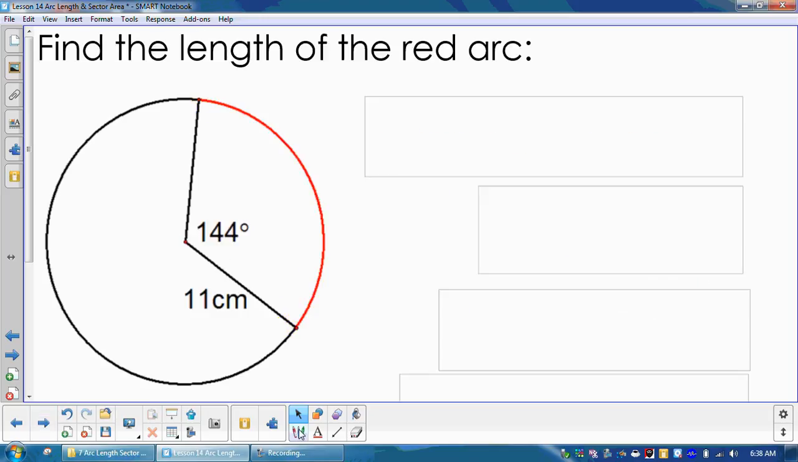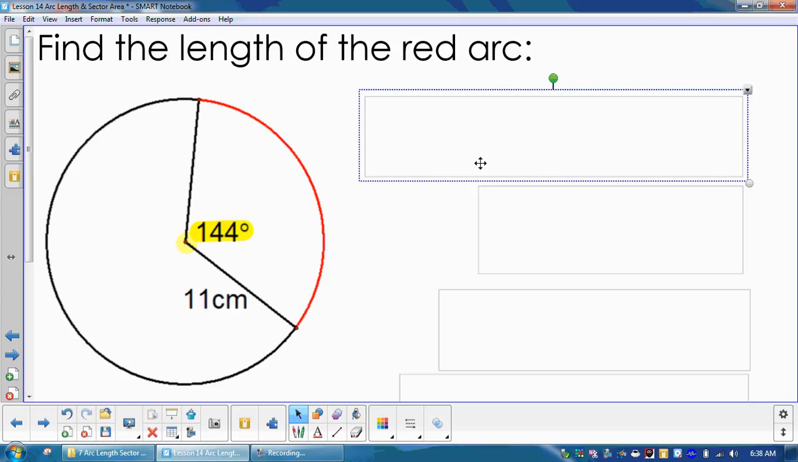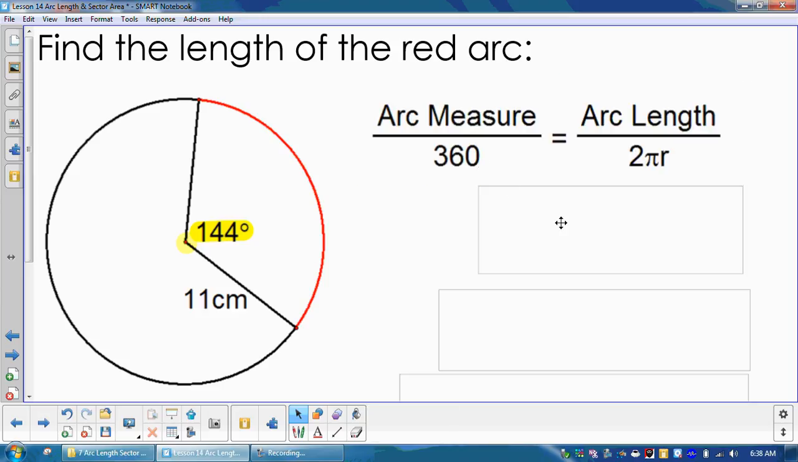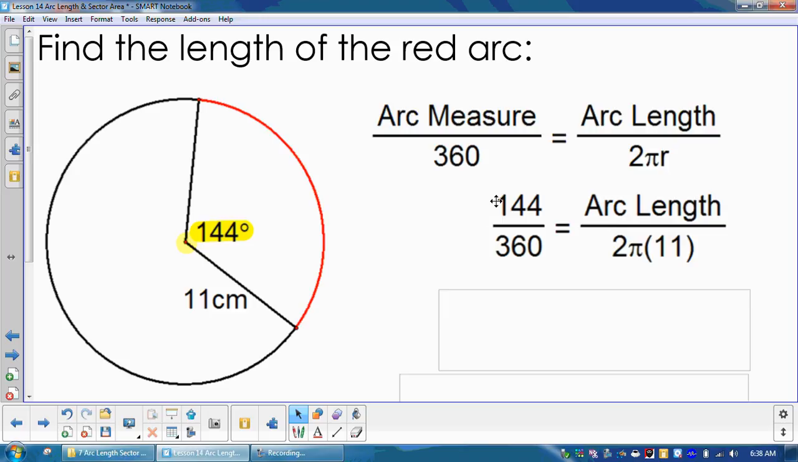So here I have a central angle. It's an angle that's at the center of a circle. So that means that this arc in red is the same degree measure. So this arc is 144 degrees. The radius is 11. I can start with my formula. I can plug in what I know. There's my central angle, which is the same as my arc measure. I'll plug in the radius here for r.